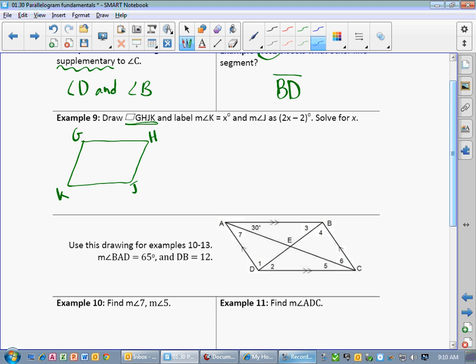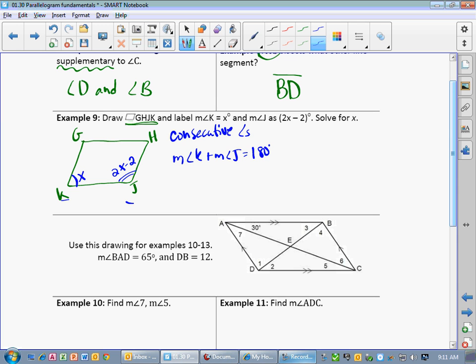Now it says the measure of angle K is X. So let's label this angle right here. Let's call it X degrees. And the measure of angle J is 2x minus 2. So let's put 2 marks there. And this is 2x minus 2. Now, what's the relationship between K and J, between those two angles? Okay, so they're consecutive angles. Let's write that down. Consecutive angles. And we know consecutive angles, their sum is 180. What's the other word for that? They're supplementary. And so we know that the measure of angle K plus the measure of angle J is 180.